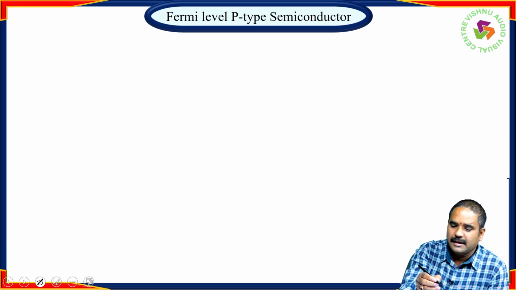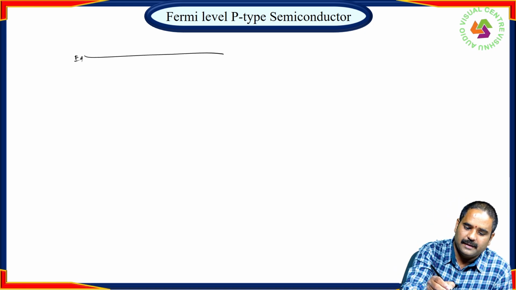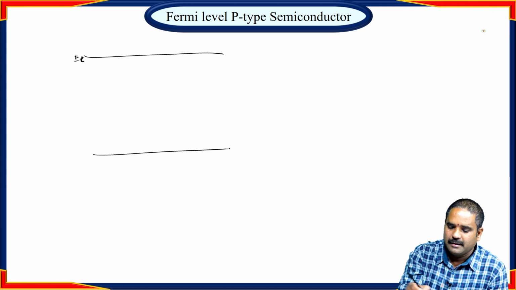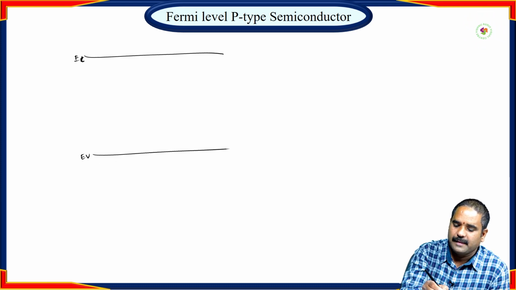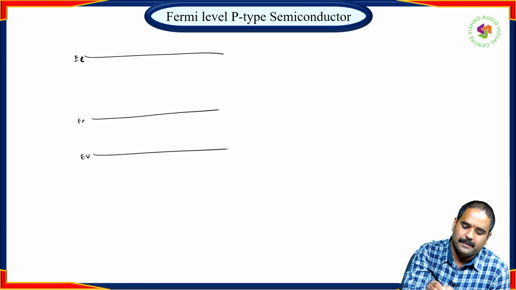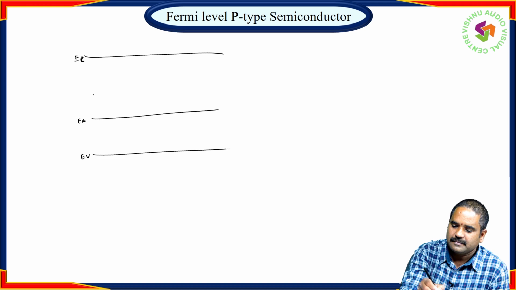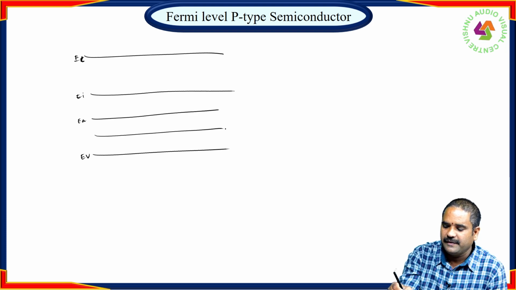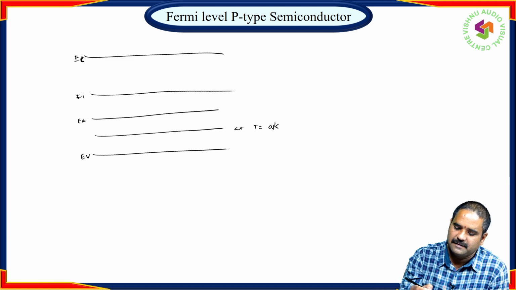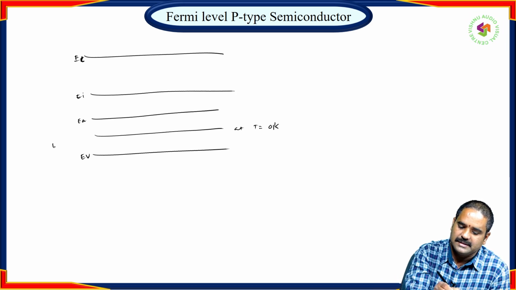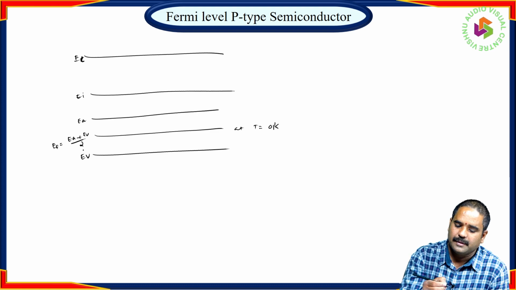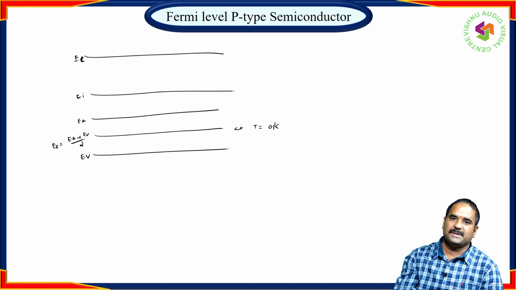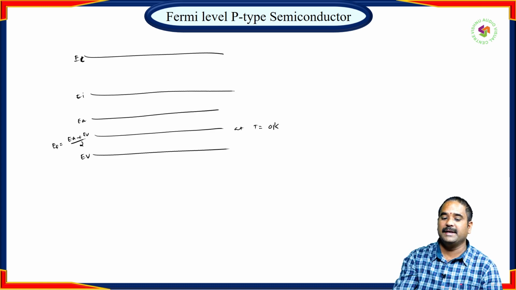I will show you the diagram. Again, this is EC, bottom of the conduction band. This is top of the valence band. Acceptor energy level in p-type semiconductor. Fermi level in intrinsic semiconductor. So at T is equals to 0 Kelvin, Fermi level exists at the middle of acceptor energy level and the valence band, that is EF is equals to EA plus EV by 2. So the Fermi level varies with respect to temperature, and also impurity concentration.